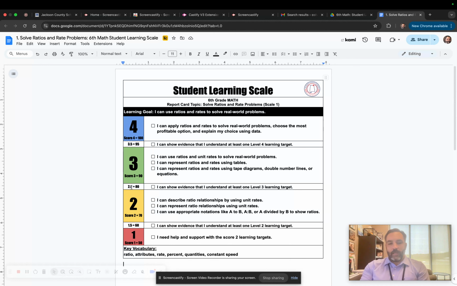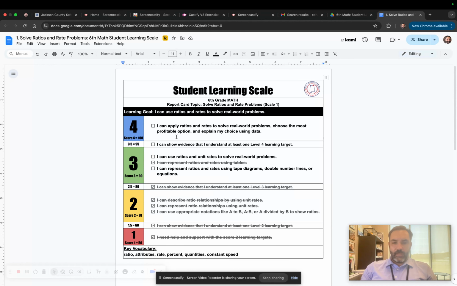Now we do allow half points. So if a student can do everything in level 2, and let's say one topic in level 3, then that student is going to land here at 2.5. Now, with progress reports coming out right now, we're 4.5 weeks in. There are going to be a lot of situations where students are in the middle of a scale. So a teacher may have only taught through this much.